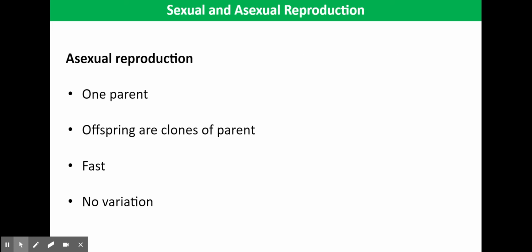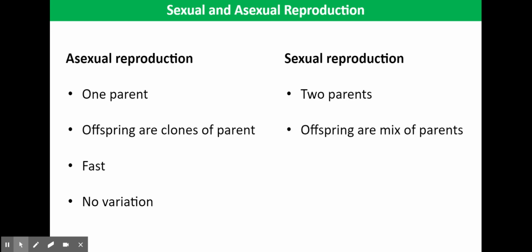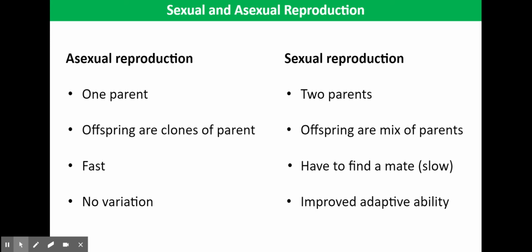In comparison with sexual reproduction, we have two parents. The offspring produced are a mix of parents, they're not clones, and the process can take slightly longer because there's time that's going to be taken to actually find a mate, and that's going to be an energetic process as well. However, a massive advantage is there is variation, it increases variation, which is going to improve the organism's adaptive ability, the ability to adapt to new environments. And so things like disease is less likely to affect the whole population.